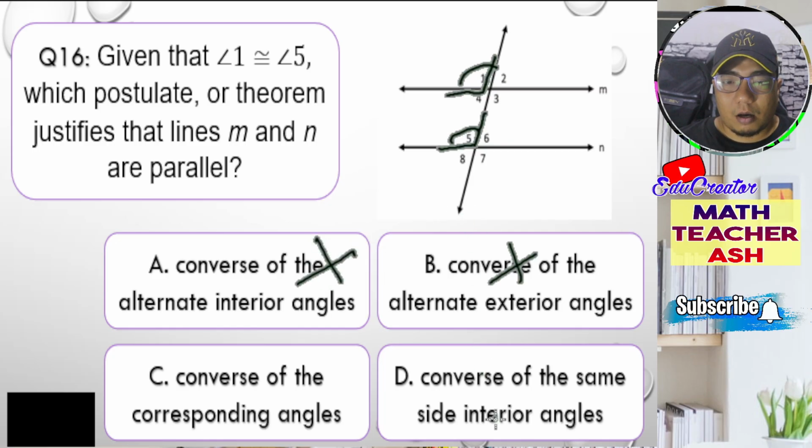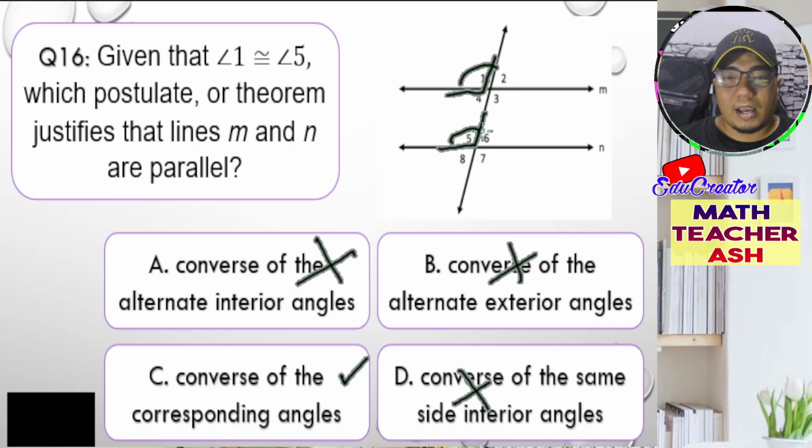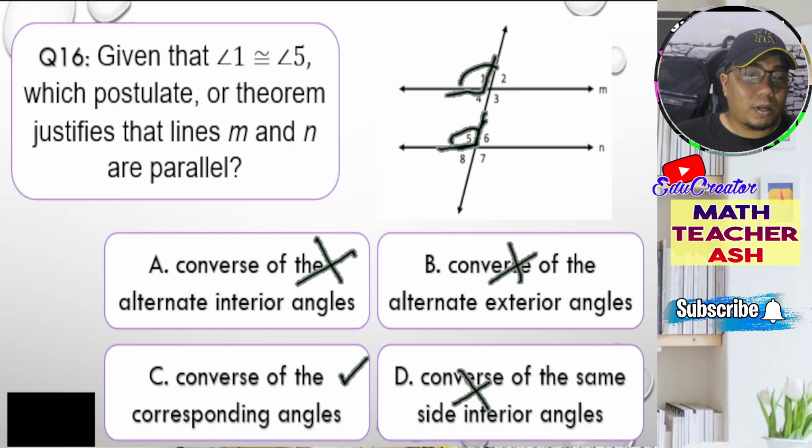Now, how about the same side interior? Again, this is also in the exterior, so this is also wrong. Therefore, the correct answer here is letter C because they have the same position, so of course they are considered as corresponding angles. I hope it's clear, my dear math learners.